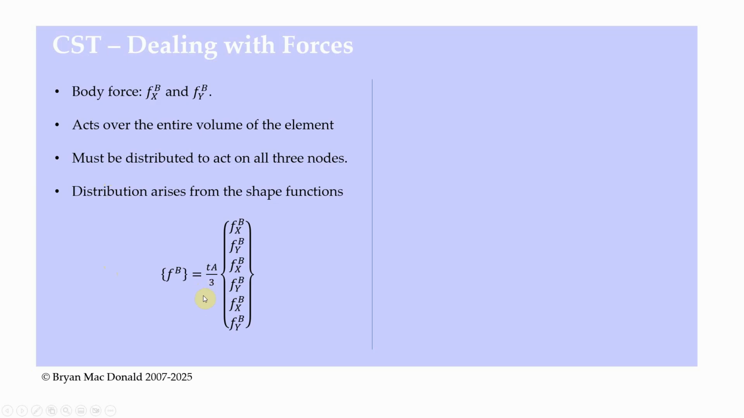It's relatively simple, but effectively we have the shape functions act on the body force that's applied. And in this case, it ends up that we apply the body force in the y and the x directions, and that is divided by 3 and multiplied by the thickness and the area of the element. Okay, so we have this TA over 3, and here we have the Fxb and Fyb applied to all 3 nodes, so it's divided by 3. So 1/3 is applied to each node, and it's multiplied by TA.